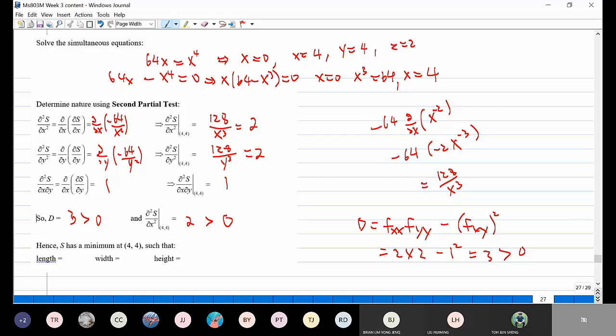So this is minimal because it is positive. The length is 4, the width is 4, the height is 2. So this is the last example.